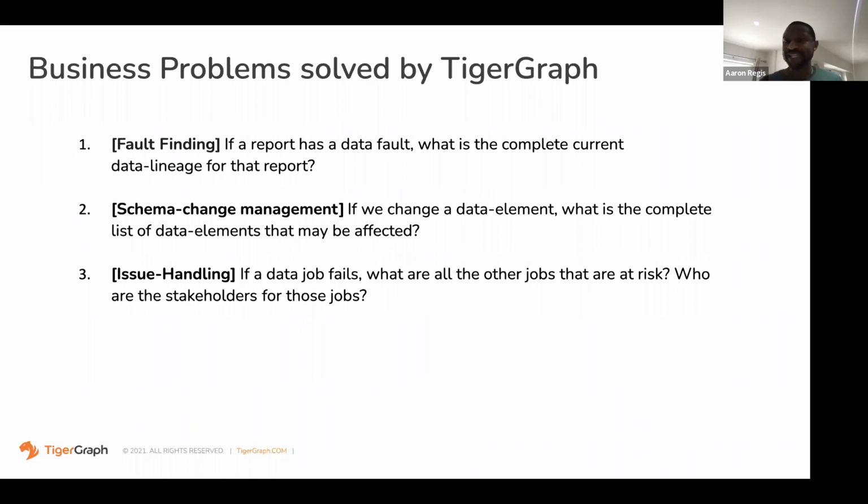There's schema change management. So if I'm thinking that I want to make a change to the schema, what are all the other data elements downstream that might be impacted? And then ultimately, I would say the biggie or the big one is, if there's a job that fails, what are all the other jobs that are at risk? And who are the stakeholders for those jobs, so that we can let them know ahead of time and they could do something to mitigate that?